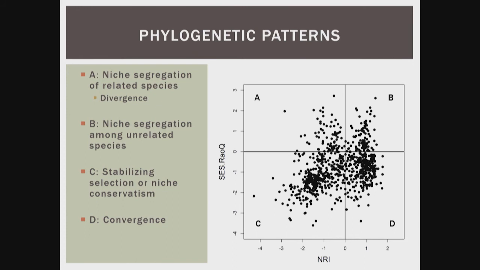Whereas C is stabilizing selection over time, so you have species that are very related and have very similar traits. And finally, D, where species are morphologically similar but phylogenetically distantly related, suggests that these species are convergent.